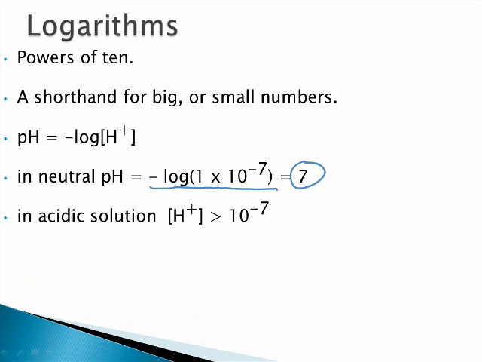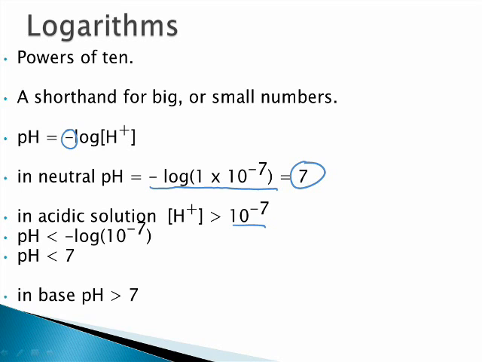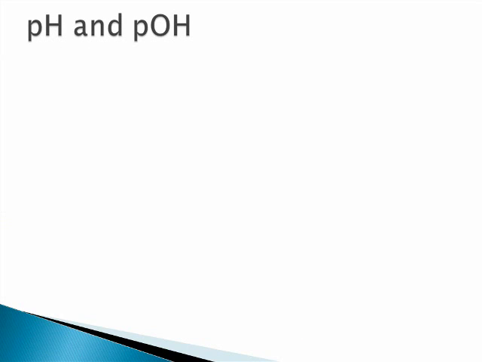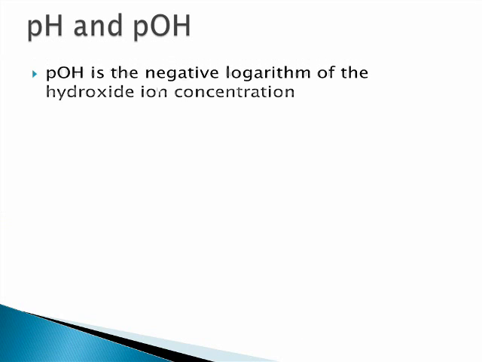In acidic solutions, the concentrations of hydrogen ions are greater than 10 to the minus 7, and the pH is less than 7. If the pH is less than 7, it's acidic. Now in a base, the pH is greater than 7. That means you're going to have a small amount of H plus, as we've talked about, but a large OH minus. So pH and pOH, which is also called something.